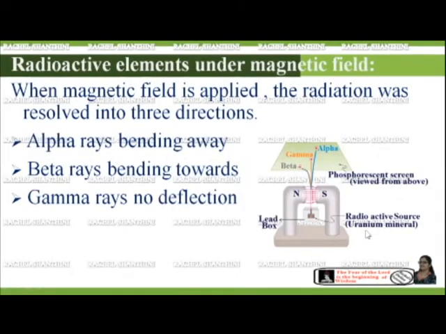When a radioactive source like uranium mineral is kept in a lead cavity and allowed to emit rays, and a magnetic field is applied, the radiation is resolved into 3 directions. The rays bending away from the magnet were called alpha rays. The rays bending towards the magnet were called beta rays. The rays not deflected by the magnetic field were called gamma rays.